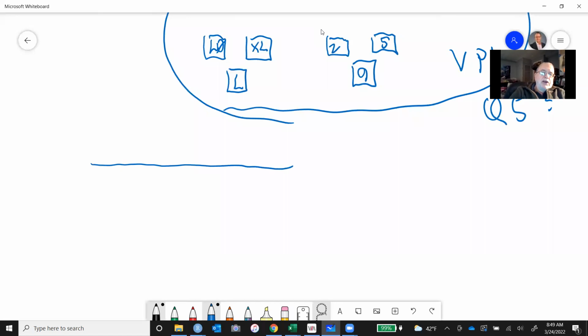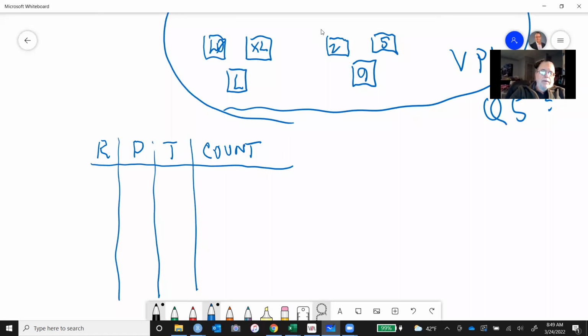We ask somebody to pull together a region, a product, a time, and then the count of the number of items sold. The sales report. Revenue is going to be something different, of course. Revenue will be this number times price, and we're not going to consider price here.